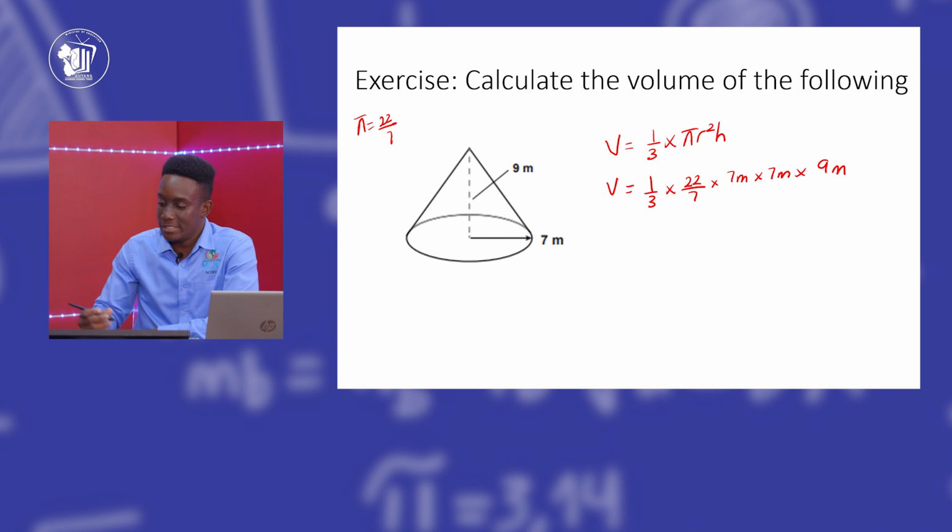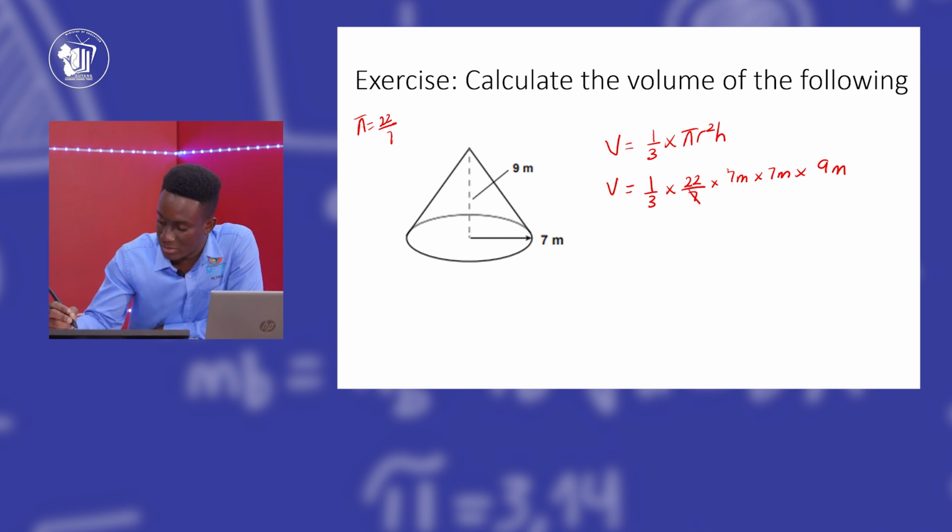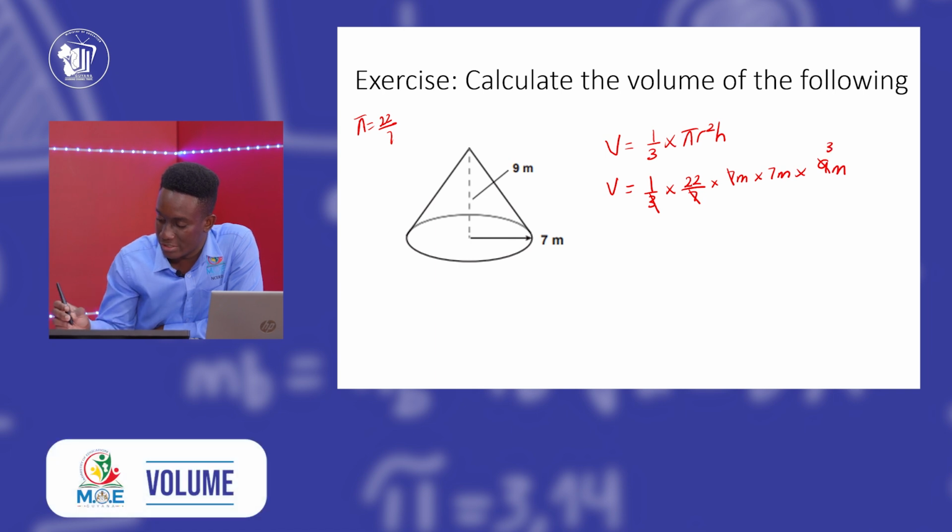So we can do some cancelling out. So this 7 will cancel out with this 7. This 3 will cancel out with this 9. So 3 1s, 3 3 into 3, 9. And then we just multiply everything at the top.